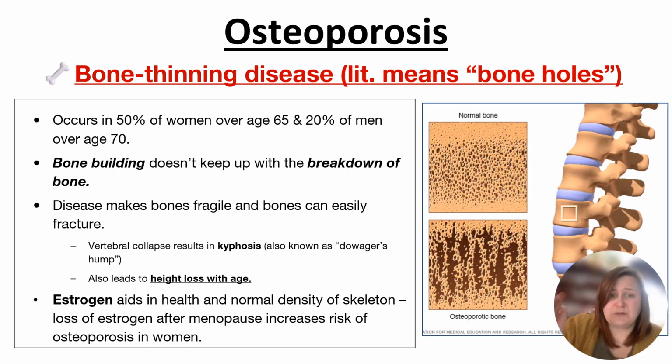resulting in kyphosis, which is kind of like this hump that we see old people have sometimes. And estrogen aids in health and normal density of the skeleton. So this is why whenever we see a loss of estrogen after menopause, we see an increased risk of osteoporosis in women. So that is actually all that I have for you on this lecture.